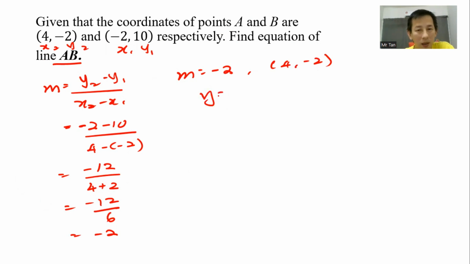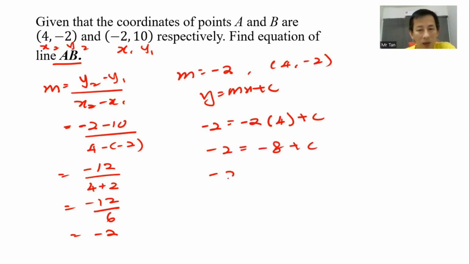So y equals mx plus c. y is -2 equal to m, which is -2, x is 4, plus c. You got -2 equals -8 plus c. So -2 plus 8 equals c. Your c should equal 6. Therefore, the equation of AB is y equals -2x plus 6.